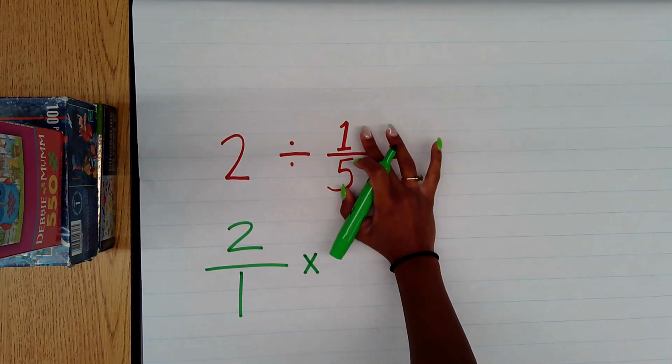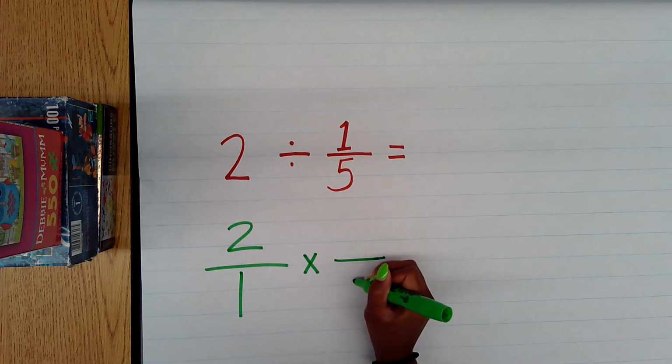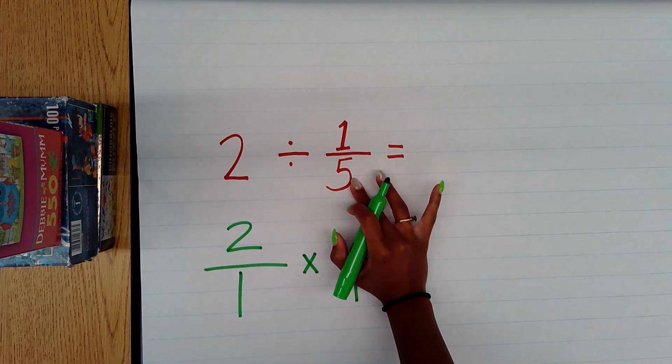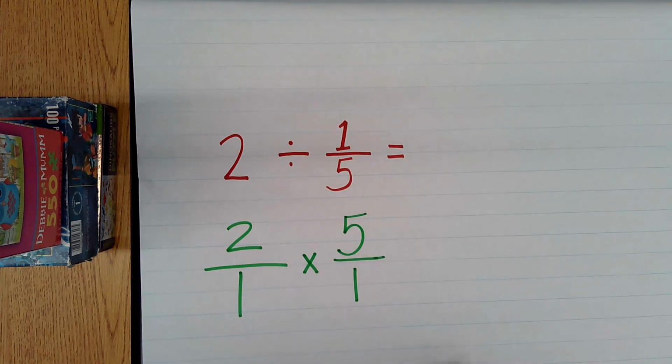So my numerator right now is 1. I'm going to take that 1 and make it my denominator. My 5 is currently my denominator. I'm going to take that 5 and make it my numerator. After I do that, I'm going to multiply my two fractions.